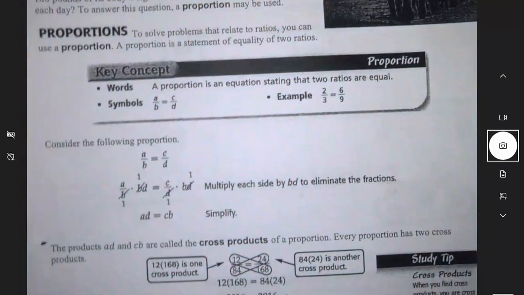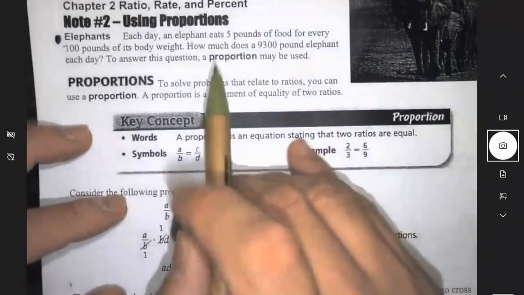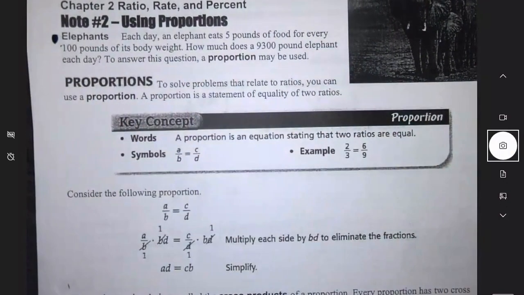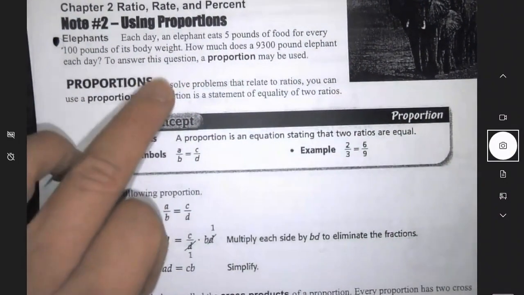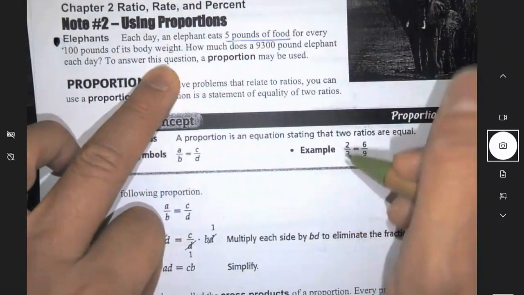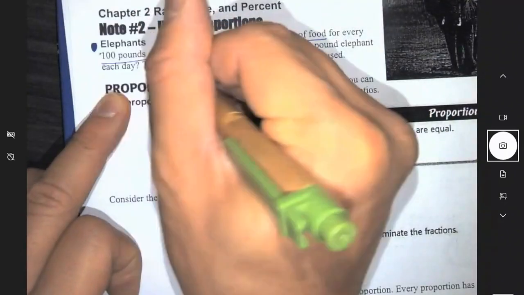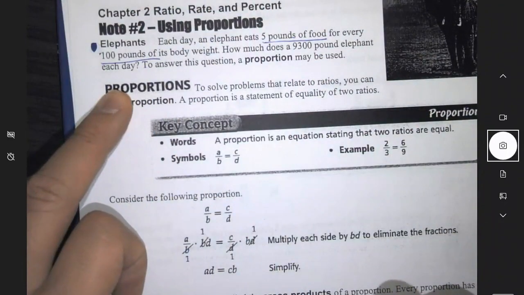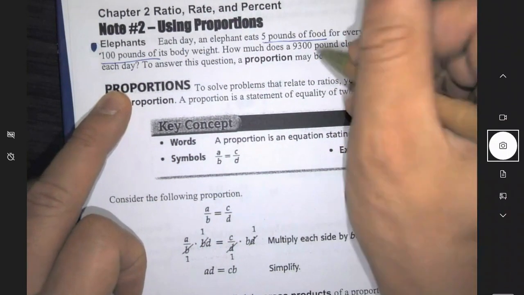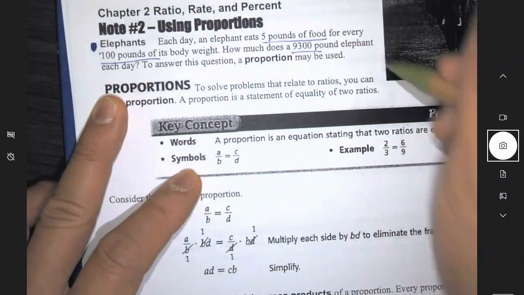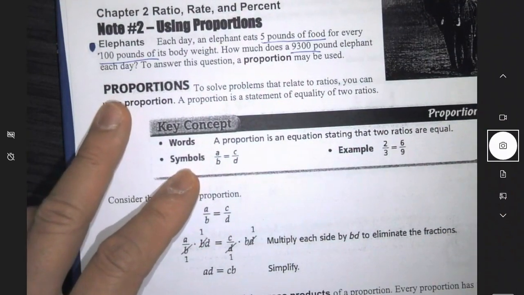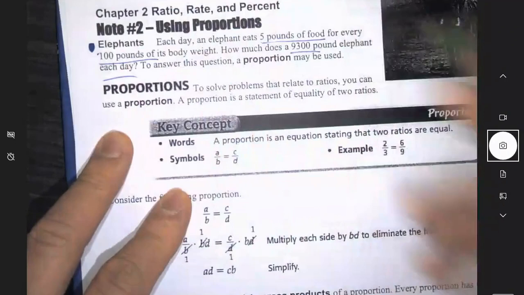So if you look at our handout, they gave an example right here. Each day, an elephant eats 5 pounds of food for every 100 pounds of its body weight. Okay. So how much does a 9,300 pound elephant eat each day?